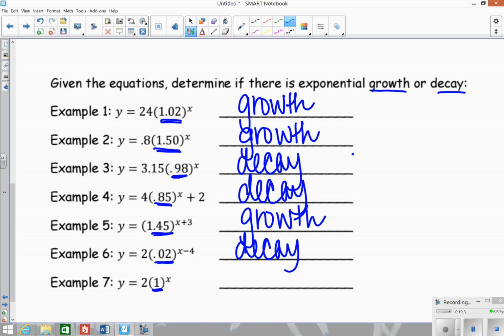And if you look at this number that's being raised, this is equal to 1. Equal to 1 means that it's not going to be growth or decay. So this is going to be a case where it's neither. This is not even going to end up being an exponential function because what will happen is if you raise 1 to any power, it's always going to be 1. So this is really the same thing as just saying y equals 2, because if I multiply 2 by 1, it's just going to be 2. So these are actually the same thing. This would just be a horizontal line, so it would be neither decay nor growth.